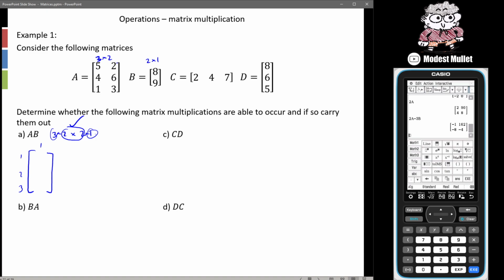Okay, so I'm going to be taking, let's do this top spot, that's first row, first column. So I get 5 by 8 is 40, plus 2 by 9 is 18. The second spot, I'm going to do second row by first column.